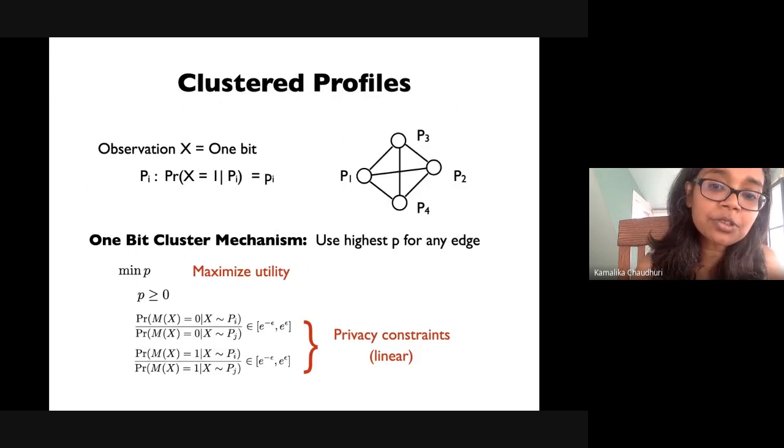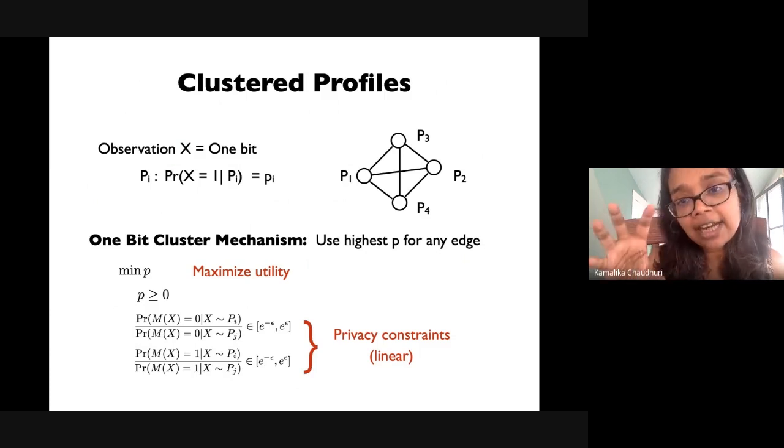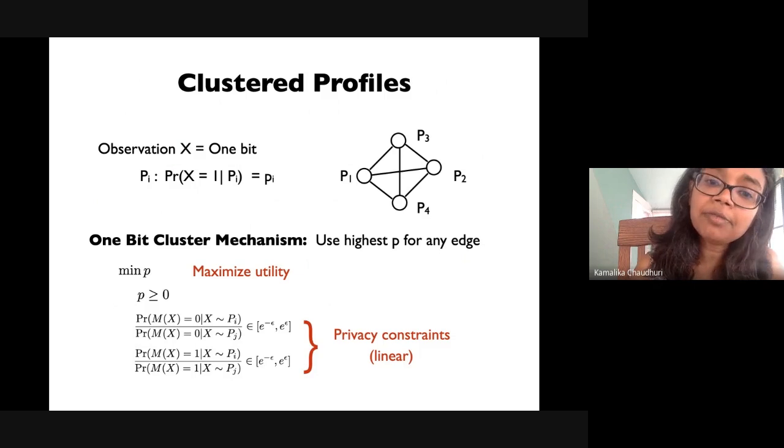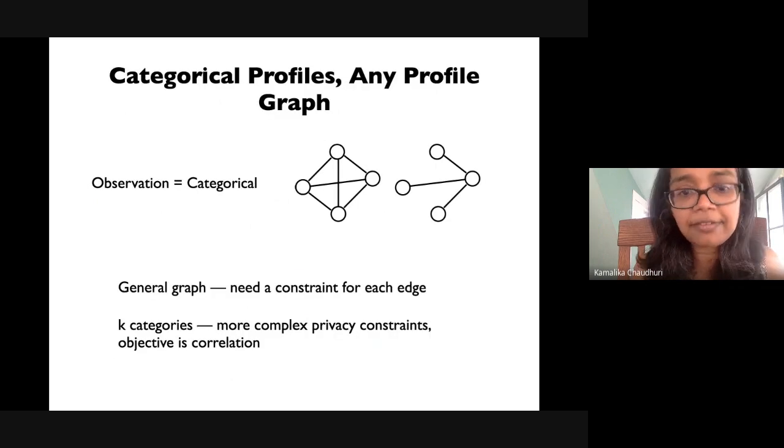You can extend this to other settings, though it's a more complicated optimization problem. If you have a clustered graph, you can have the one-bit cluster mechanism. You can use the highest p for any edge, and again, you maximize the utility subject to these linear privacy constraints.